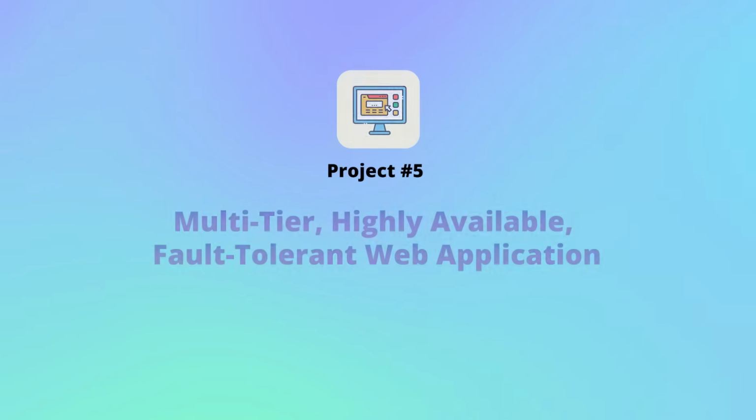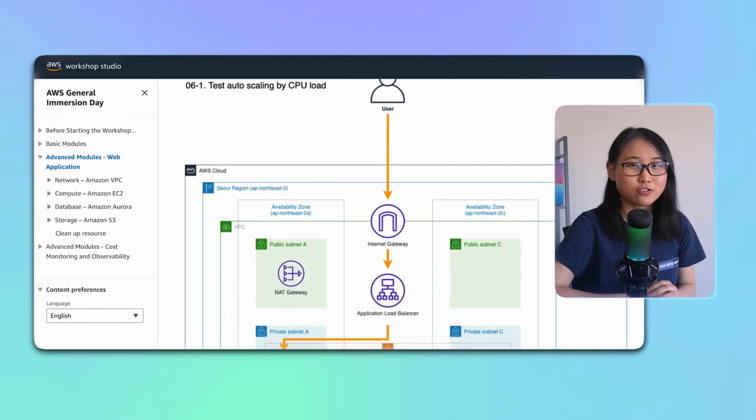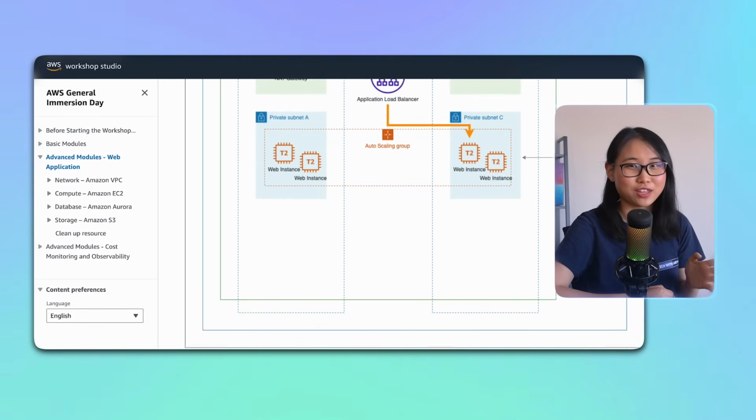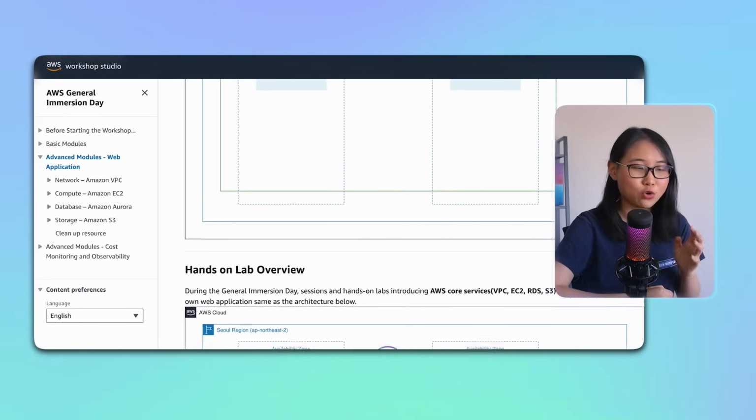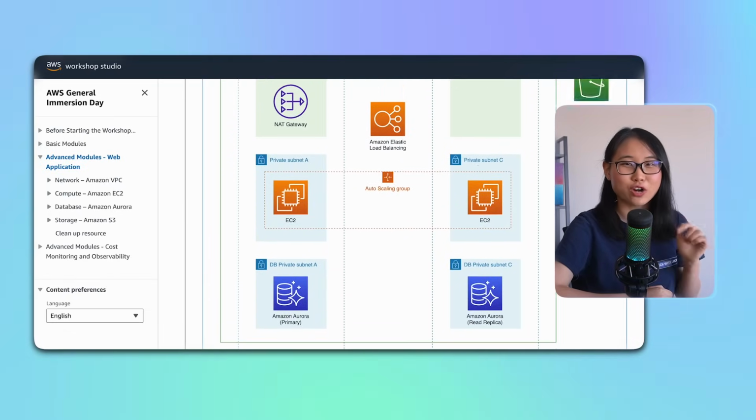Okay, finally we have project number 5, where our goal is to build a multi-tier, highly available, fault-tolerant web application. The good news is, even though this is more of an advanced project, AWS has a step-by-step tutorial that explains exactly how to build everything. I won't talk too much about this one because all the instructions are available over here, but I'll leave a link in the description below for you to try it out yourself.